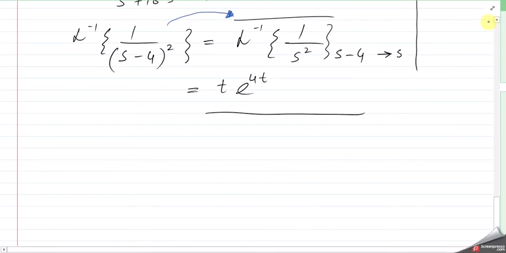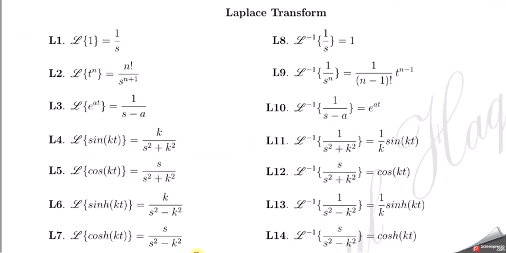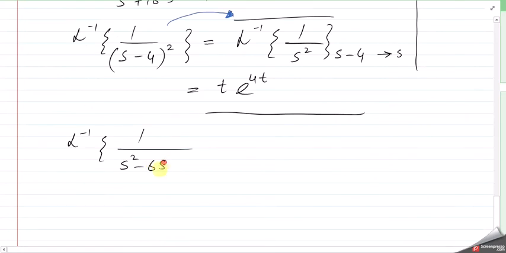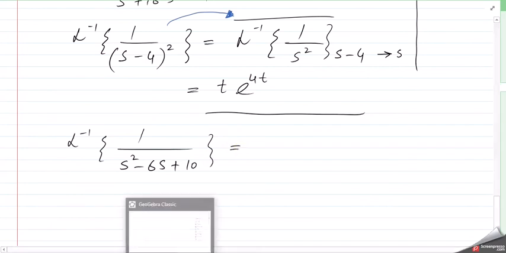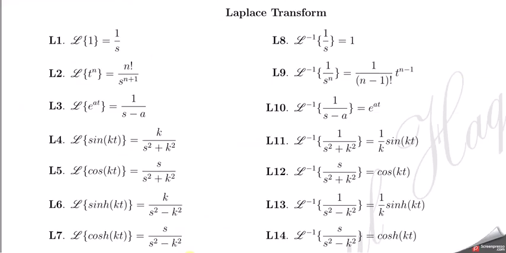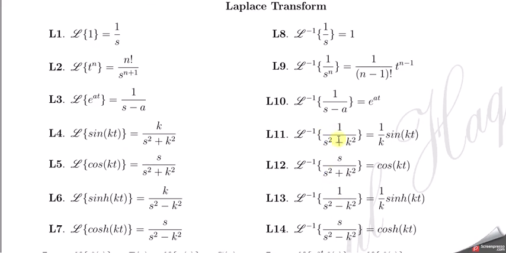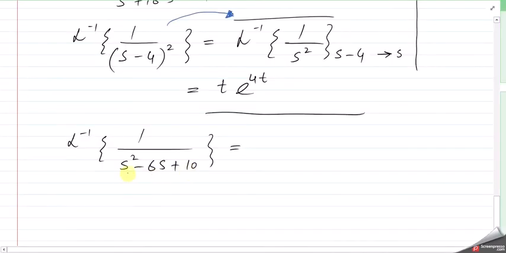Now we have a slightly different situation. Let's say we have Laplace inverse of 1 over s square minus 6s plus 10. Now we have a problem. Our formulas, these 4 formulas, do not have an s term here. You see, s square and constant, s square and constant. Whereas the question has 3 terms: s square, constant and an s term.